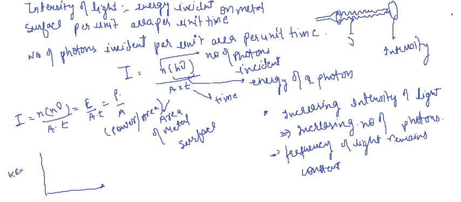Now if we talk about the curve, here we have kinetic energy of photoelectron versus intensity of light. Whatever the kinetic energy of photoelectron, that will never depend on intensity of light. Kinetic energy depends on the frequency of incident light, and frequency is constant here.